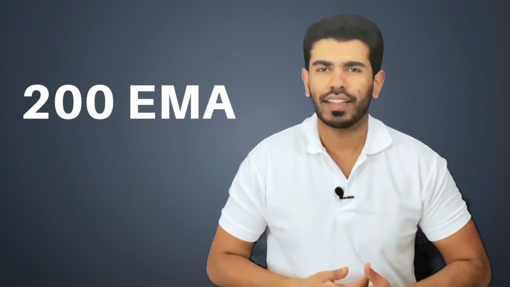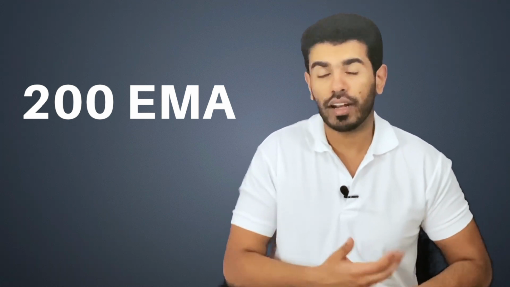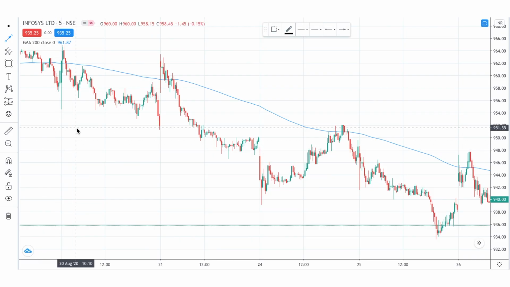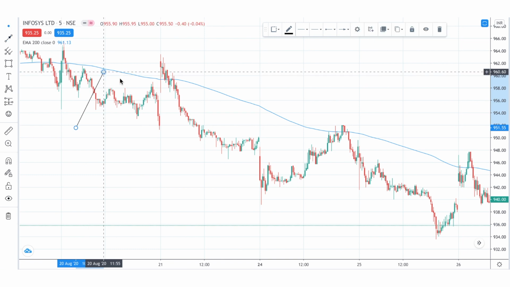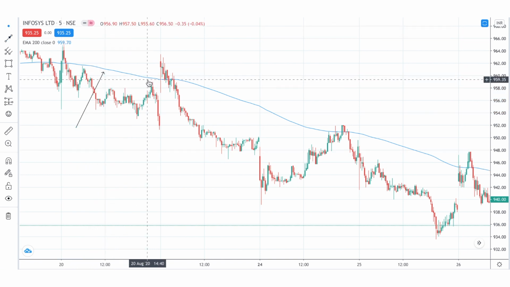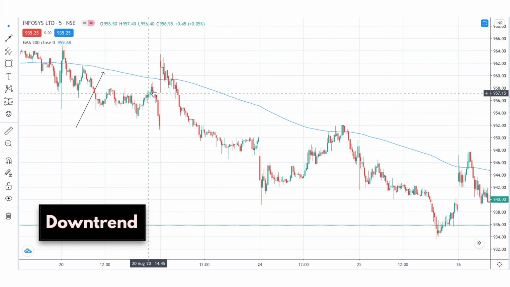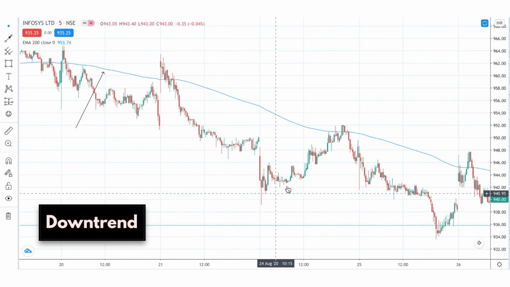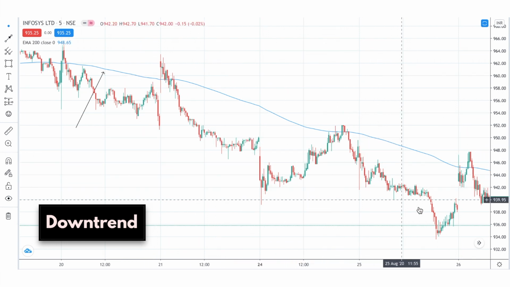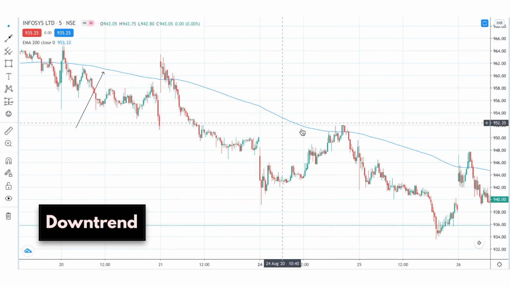We will be using a 200-day moving average and this will give you a better idea about the current trend of the company. This blue line indicates the 200-day EMA. Whenever the stock price is below the 200-day EMA, it shows a downward trend. As you can see, the stock price is going downwards.